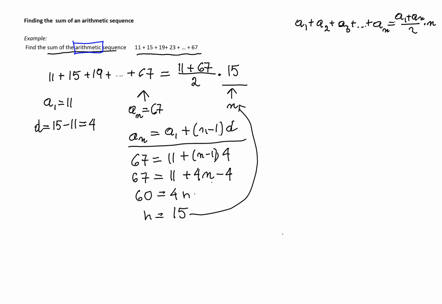So that sum that we already wrote, or that fraction, is going to be multiplied by 15. And therefore we'll have 78 over 2 times 15, which is 39 times 15, and that number is 585. So 585 is the sum given at the beginning of 11 plus 15 plus 19 plus and so on until 67.